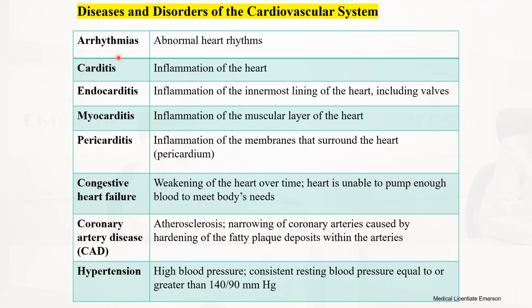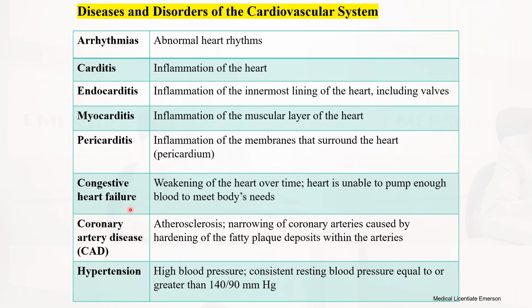So these are conditions, applied anatomy. We can have arrhythmias, where there is abnormal heart rhythm. We can have carditis, which is inflammation of the heart. Endocarditis, inflammation of the innermost lining of the heart, including valves. We have myocarditis, inflammation of the muscular layer of the heart. Pericarditis, inflammation of the membranes that surround the heart.